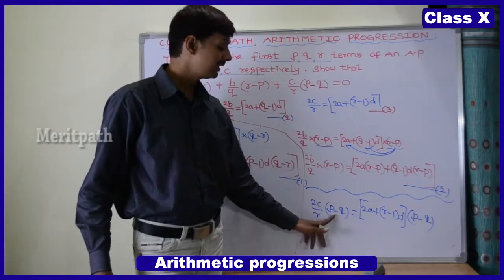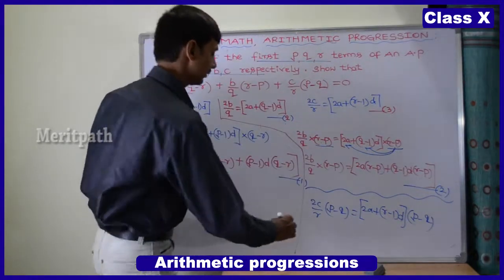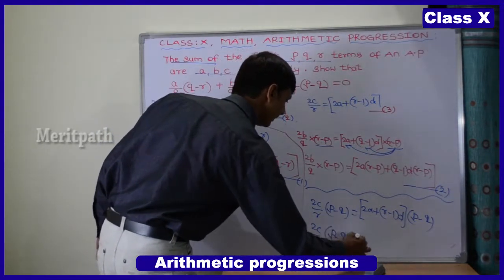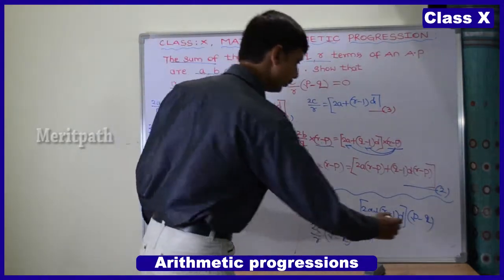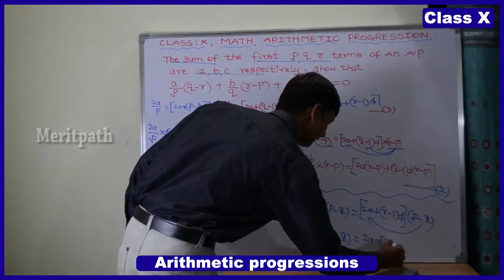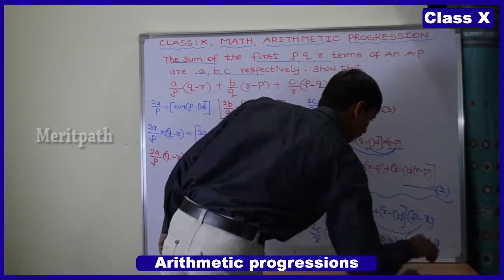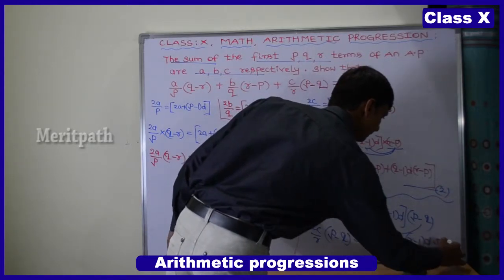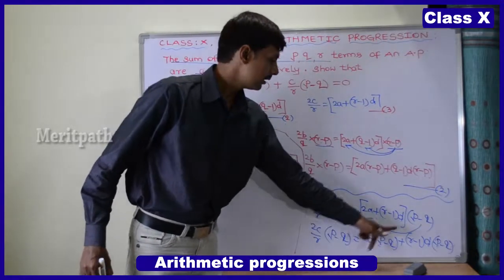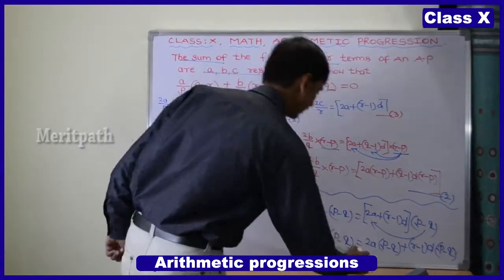So on the left hand side we multiplied with p minus q, and on the right hand side we multiplied with p minus q. So 2c by r into p minus q is equal to 2a into p minus q plus r minus 1 into d into p minus q. Here we can observe we multiply p minus q into 2a, and p minus q into r minus 1 into d. So this is the third equation we got.